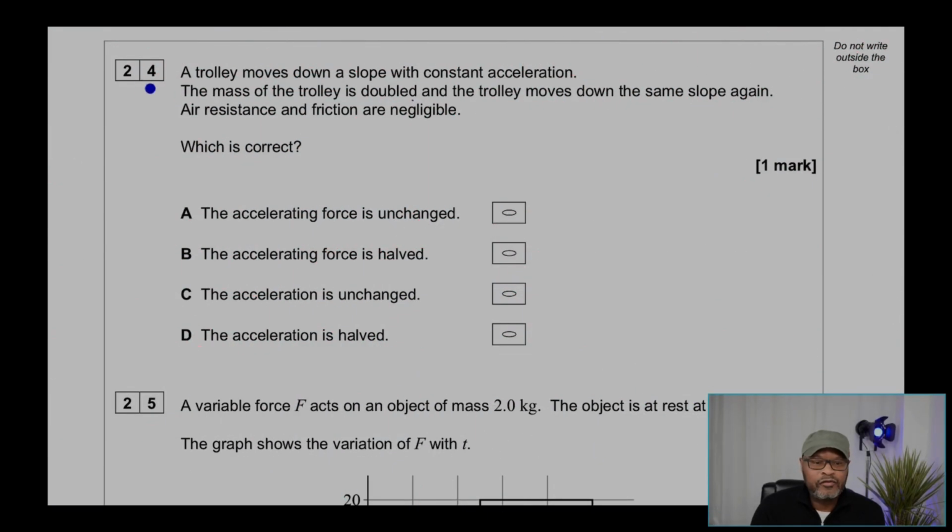Question 24. A trolley moves down a slope with constant acceleration. The mass of the trolley is doubled and the trolley moves down the same slope again. Air resistance and friction are negligible. Which is correct?